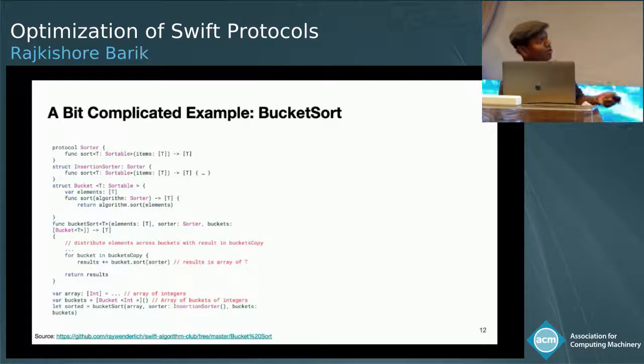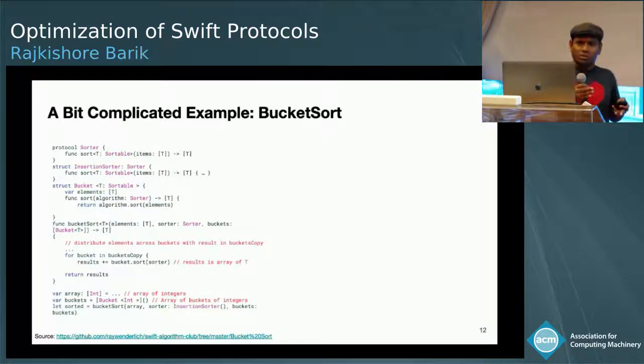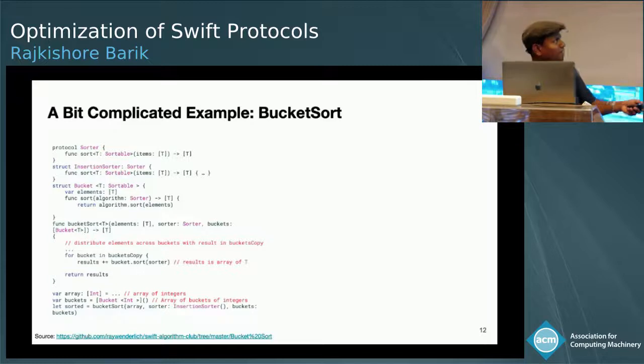That's a lot of code there, but this is standard BucketSort code written in Swift. It has a protocol called Sorter, and Sorter provides a generic sort implementation. Then we have InsertionSorter, which is one kind of Sorter and provides the real implementation of the sort code. Then you have Buckets, which are sortable buckets, and the arguments are sortable. Integer is sortable, so you can have a bucket of integers. And the sort algorithm on each bucket under the hood calls the sorter algorithms that you have.